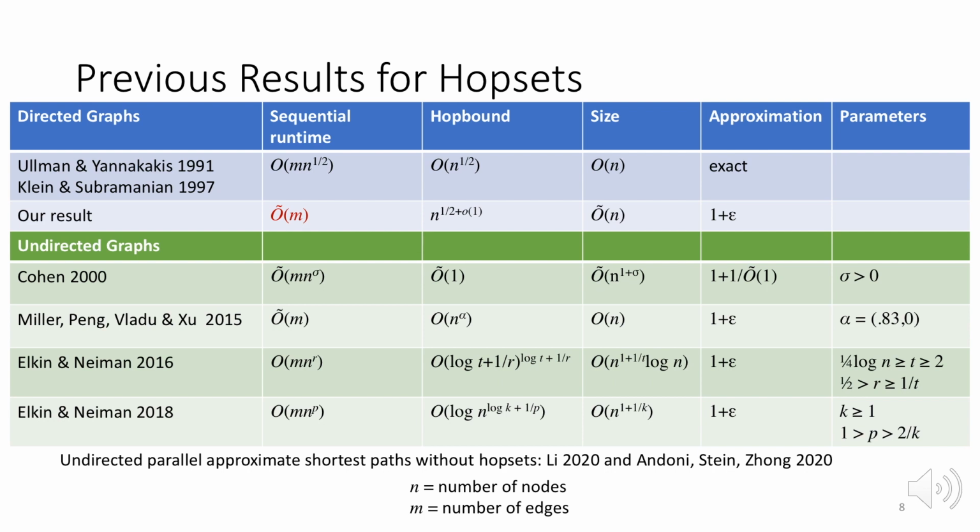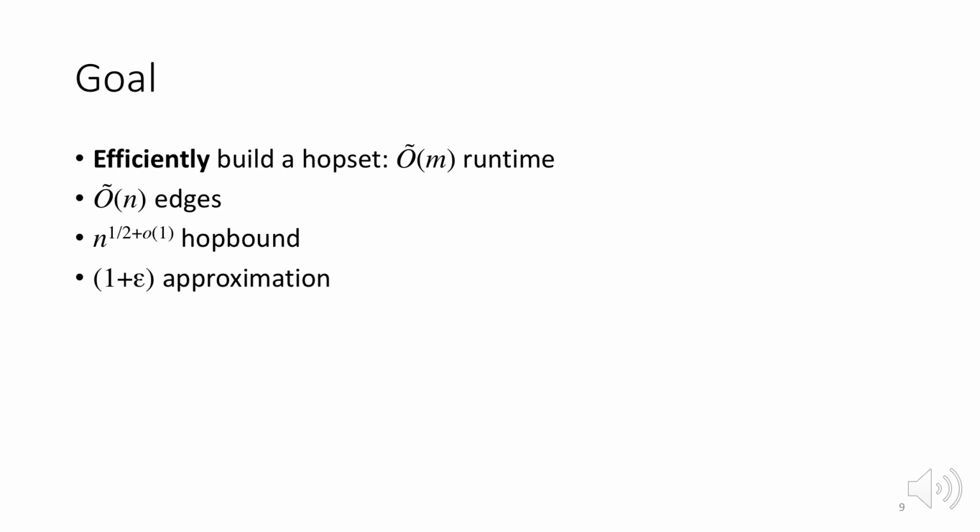For parallel approximate shortest paths on undirected graphs, there are also some results that don't use hopsets. These are due to Li 2020 and Andoni, Stein, and Zhong 2020, but again, these approaches do not work on directed graphs. Now I'll go into the algorithm.